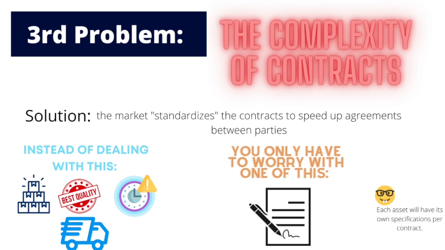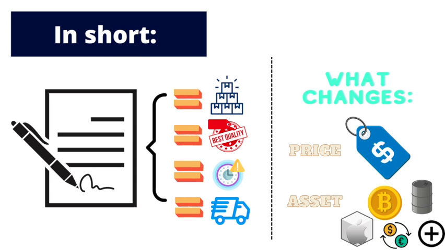Finally, the third and last problem described before, the complexity of contracts. The proposed solution: to speed up agreements between parties, the market standardized the contracts that buyers and sellers can use. Similar to forward contracts, the parties dive into all kinds of minutiae regarding the content of the contract. Basically, quantity, quality, expiration, and delivery. But in the futures market, transactions must be made using the standard contracts established. And so, all contracts refer to the same quantity.